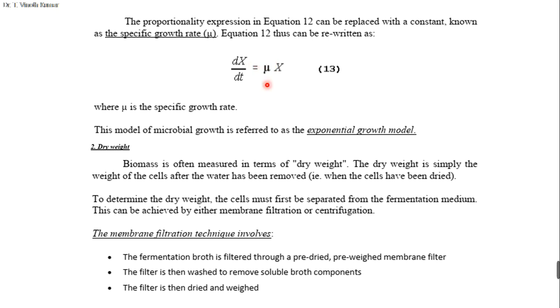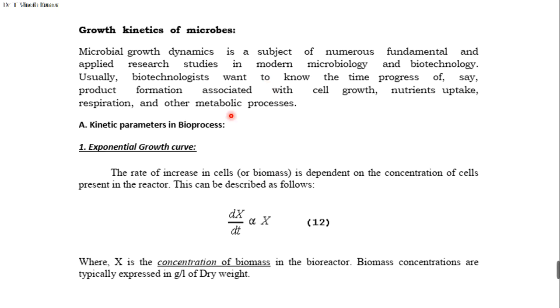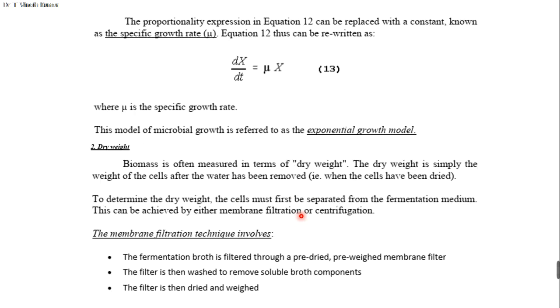That's all. That is the only difference from the previous formula, dX/dt or ∂X/∂t, which was directly proportional to the concentration of X. In its place we put a new constant, mu. Mu is the specific growth rate. The model of microbial growth is referred to as the exponential growth model. The growth rate is highly exponential, and that is what is called the exponential growth model or growth rate.